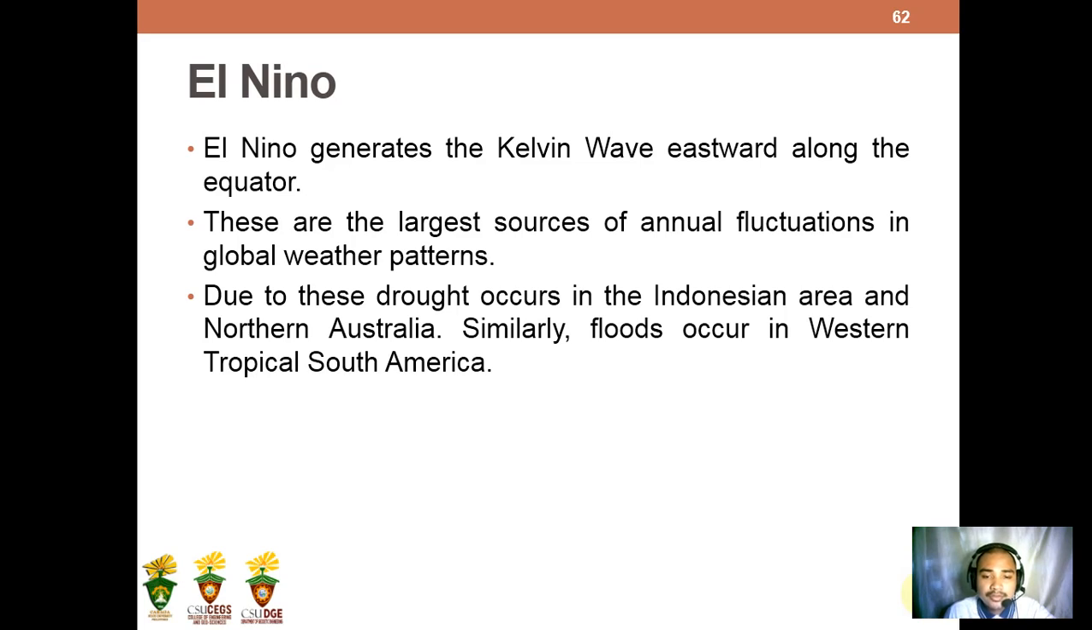So, similarly, floods occur in western tropical America. So, if someone encounters El Nino on one side of the globe, the other side can experience floods. Okay, since the ice will melt, it's not necessarily floods, but sea level rises. Okay, that is one issue now with global warming that they talk about.